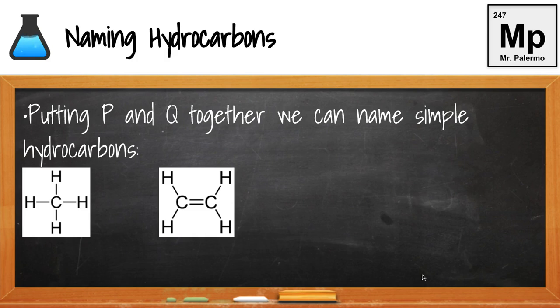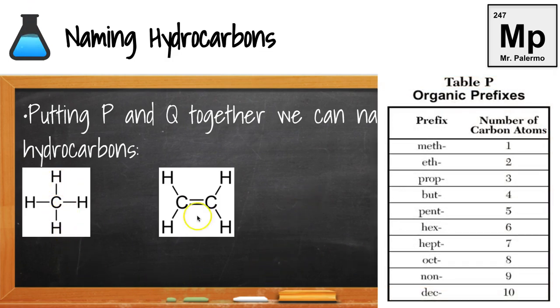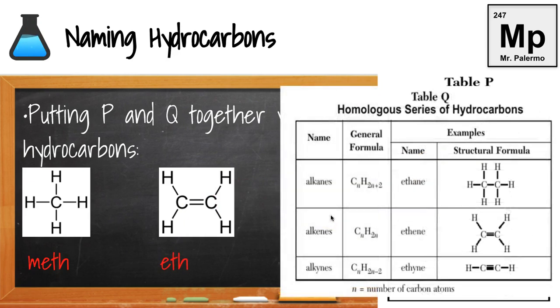So then how do we name these hydrocarbons? Well, we're going to put Table P and Q together. Looking at Table P, let's look at the prefixes first for these 2 examples. 1 carbon would be a meth prefix, 2 carbons would be an eth prefix. Now we're going to use Table Q for the ending.